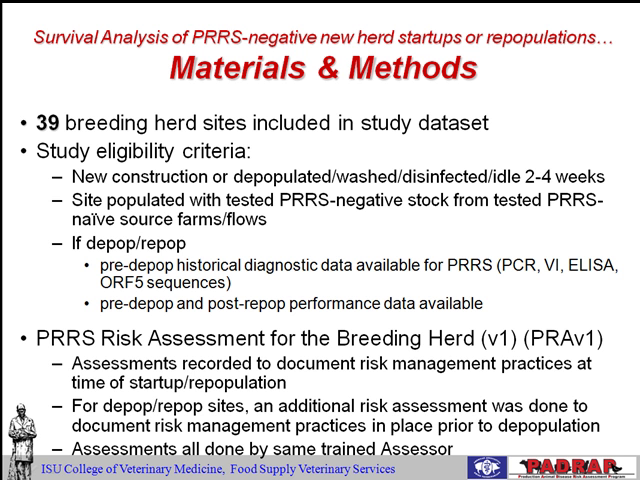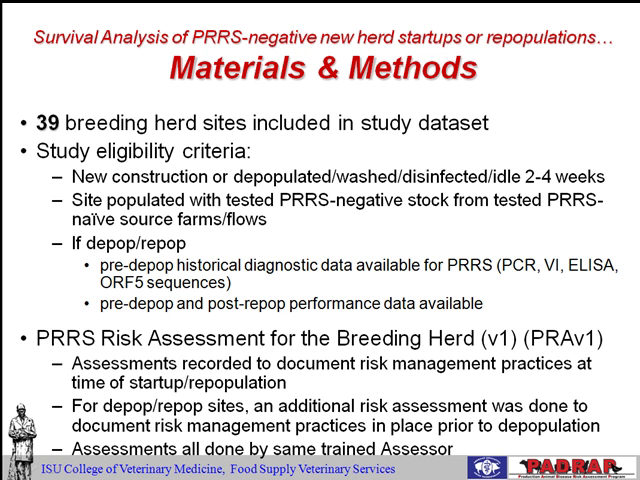Okay? And so Paul had 39 sites that had been established as naive, either by startup populated with naive animals, or depop, repop, and repopulated with naive animals. So there were no herd closure and rollover herds in this. It was all depop, repops, and new startups. Mentioned already, risk assessment version 1 was used.